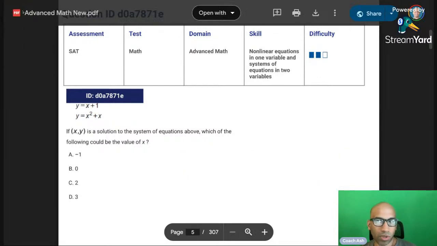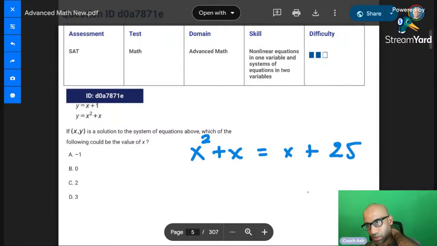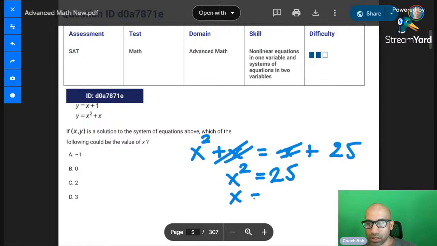Okay, so I'll give you one more problem, and then when you're watching it later, you can solve it. Same idea here: x squared plus x is equal to x plus 25. How do you solve this one? So think about it. I kind of simplified the problem a bit. You've got x squared plus x is equal to x plus 25. So what do you do now? You subtract the x's from both sides, and you get x squared is equal to 25. And so x is equal to 5 or negative 5.